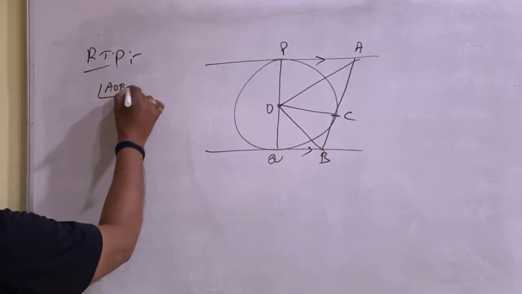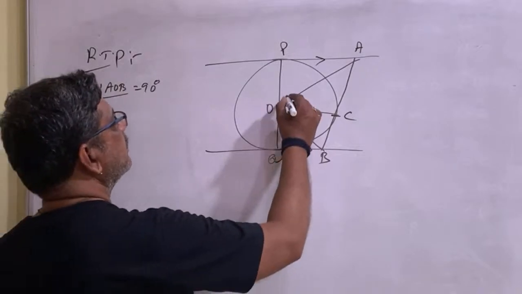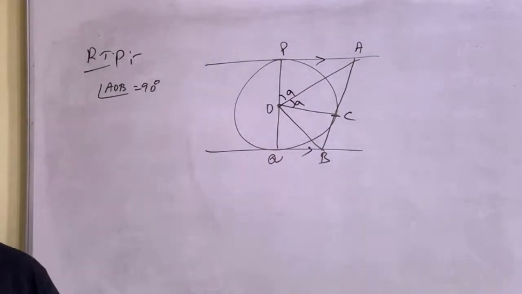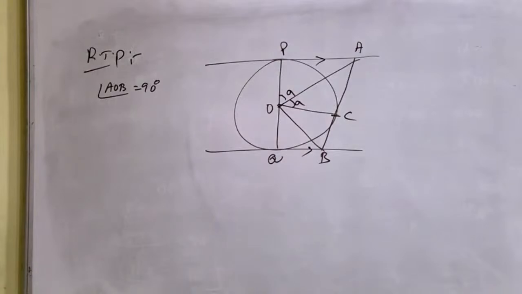required to prove is angle AOB is 90 degrees. Required to prove. So, can I take these two angles as equal? If yes, what is the reason? Angle POA and angle COA, are they equal? If yes, what is the reason?